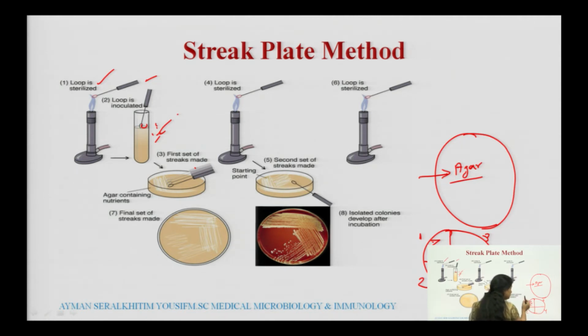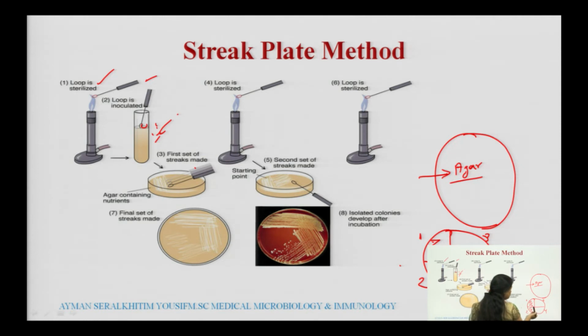Once we have streaked out the culture in the first section, then in the next step we will again sterilize our loop and let it cool, so that when we move further, it must not contain any of the microorganisms and must not get contaminated with the air. That is why we sterilize, and we let it cool for some time. Again we will place that loop here, take that sample and move like this in the second part.